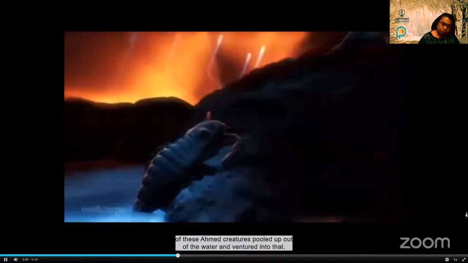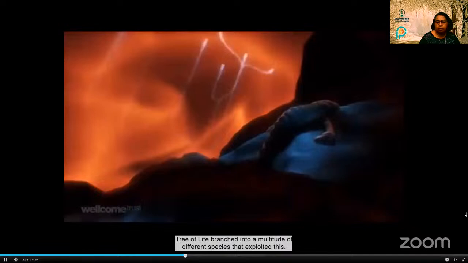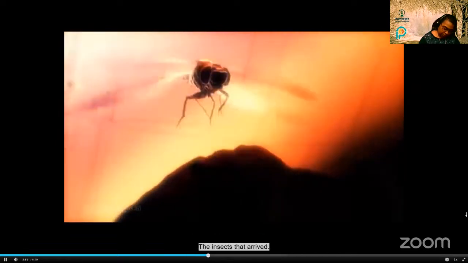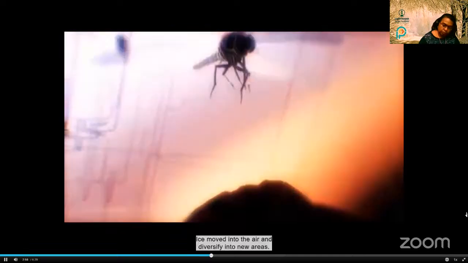And then around 450 million years ago, some of these armored creatures crawled up out of the water and ventured onto land. And here, the tree of life branched into a multitude of different species that exploited this new environment in all kinds of ways. One group of them developed elongated flaps on their backs, which over many generations eventually developed into wings. The insects had arrived. Life moved into the air and diversified into myriad forms.